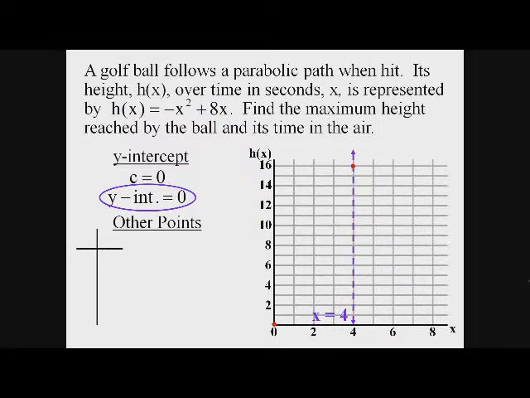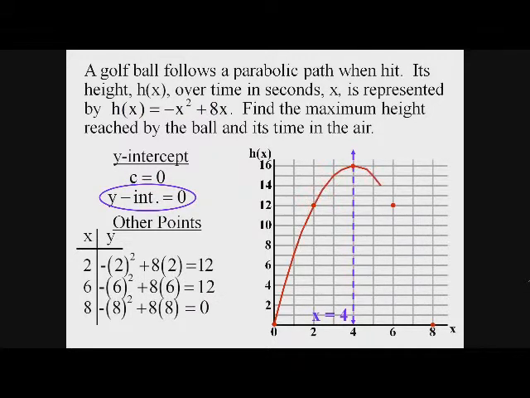I could do a few more points just to fill in the graph, which I'll do. And again, I could use symmetry to figure out most of these points, but that's what your parabola looks like. The maximum height reached by the ball was 16 units. And the time that the ball was in the air was 8 seconds, even though it didn't ask that question.